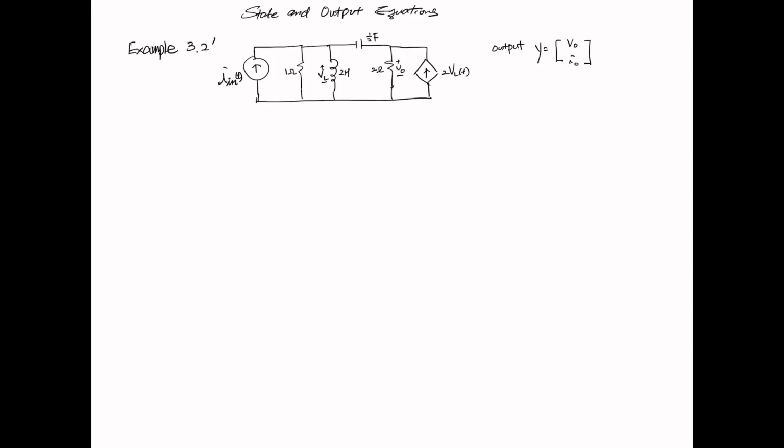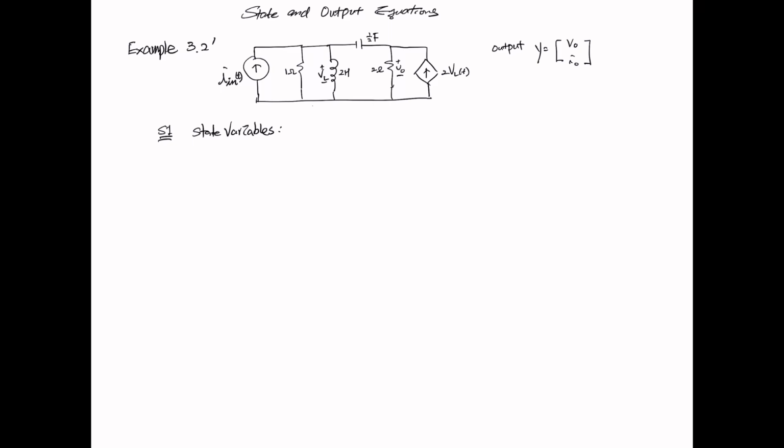Example 3.2, we are given a circuit network and we are asked to find the state equation and the output equation. As we discussed in class, you need to go through those steps. Step number 1, what do you need to do? Define the state variable.